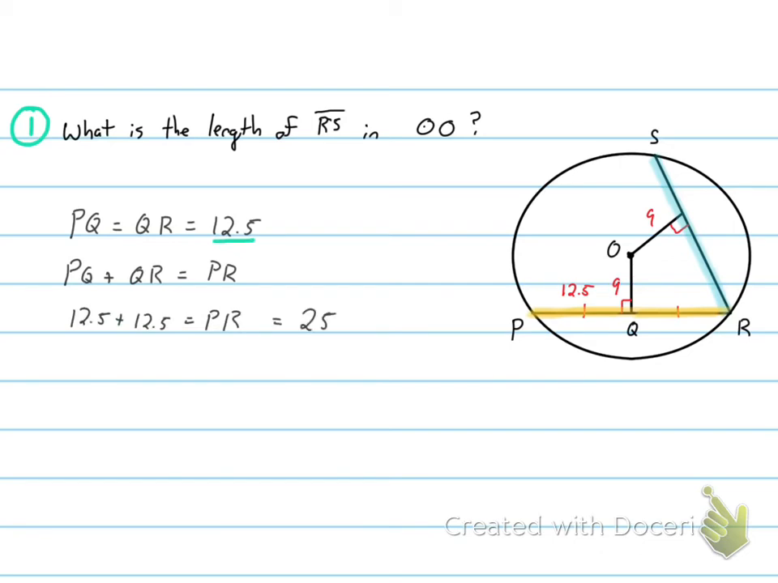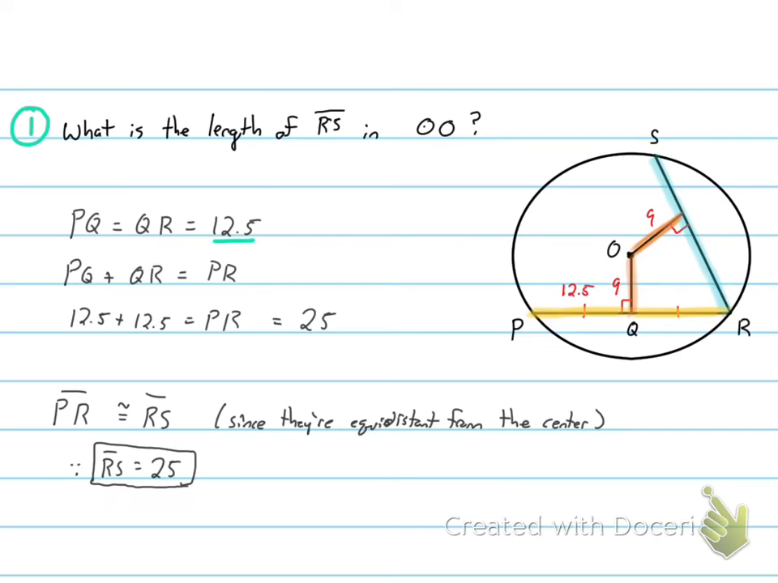Why I wanted to figure out what PR was is because PR and RS are equidistant from the center. So I know that PR and RS are the same measurement because they're equidistant. So if PR is 25, then RS is 25. So these are going to be kind of tricky. You're going to use the theorems. Think of it kind of like a puzzle. Use the theorems to see what you can match up to see what you can say is congruent.